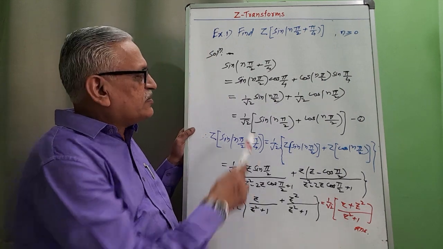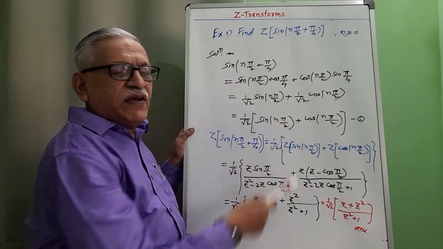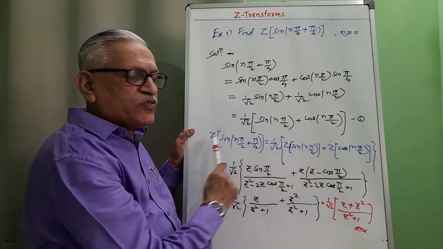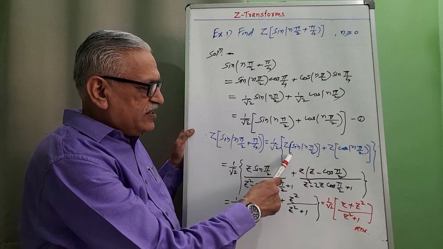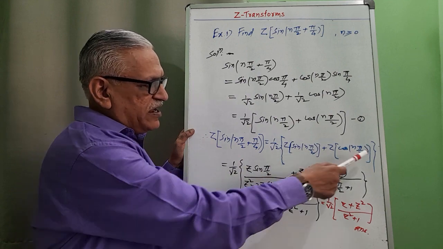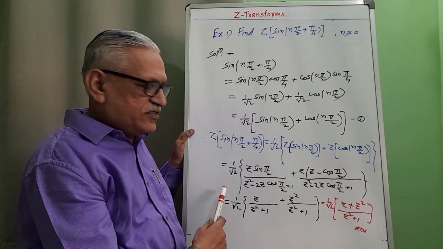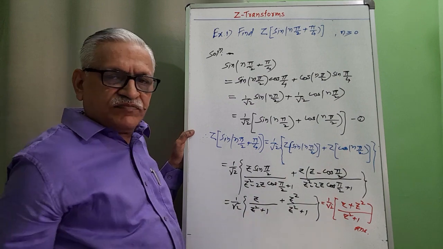Remember the two steps. First step is expand it by sin(A+B), and then take Z transform on both sides. Apply Z transform of sin ωn and Z transform of cos ωn. Those two standard results give us this one.